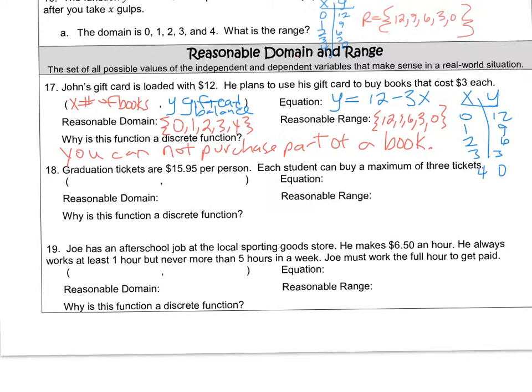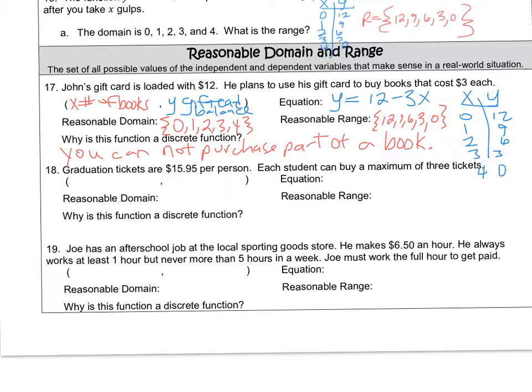Okay, so once you figured out that X was your number of books and Y was your gift card balance and came up with your equation of your starting amount on the gift card minus $3 per book, $3 times the number of books. So you can buy 0 books and still have $12 on the gift card. And then every time John buys a book, the gift card goes down. But when you get to $0 on the gift card, no more books. So that defines our domain and range. Okay, so look at number 18.